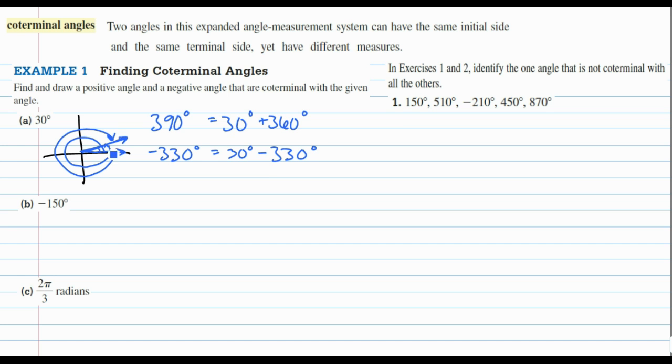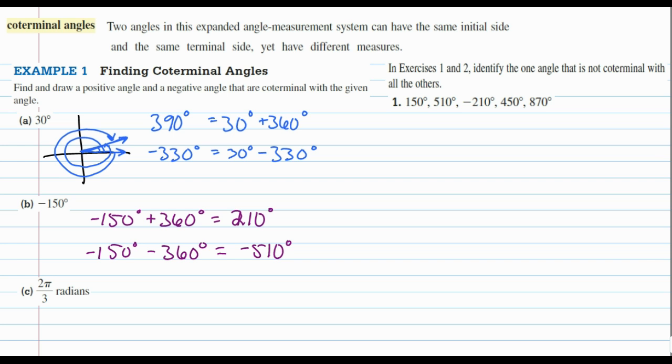Without a picture, I can tell you that negative 150 degrees has a positive coterminal angle: I'm going to add 360 degrees and get 210 degrees. And if I take negative 150 degrees and subtract a full circle, 360 degrees, I get negative 510 degrees. So I have one positive coterminal angle and one negative coterminal angle to negative 150 degrees. They all will have the same terminal side of the angle in standard form.